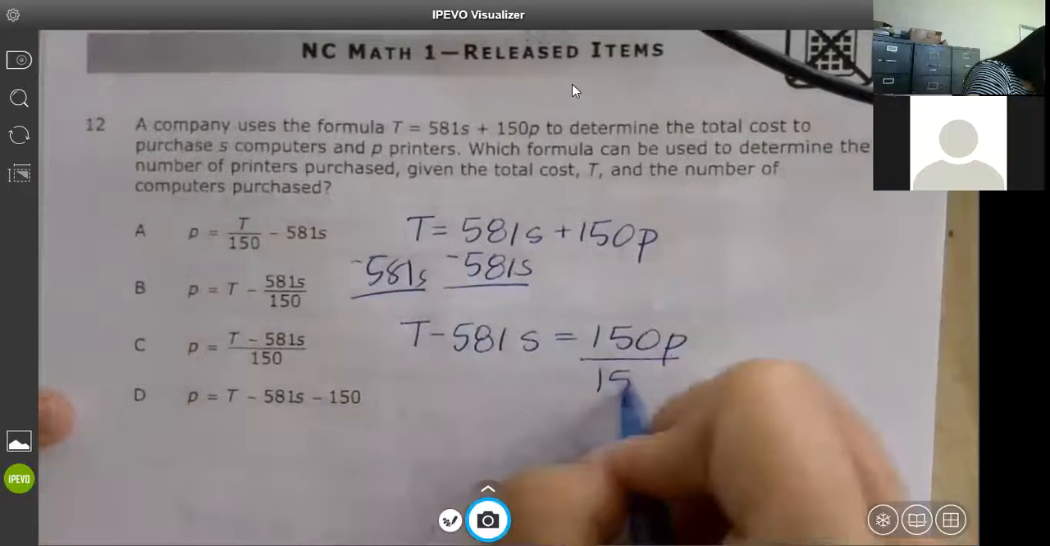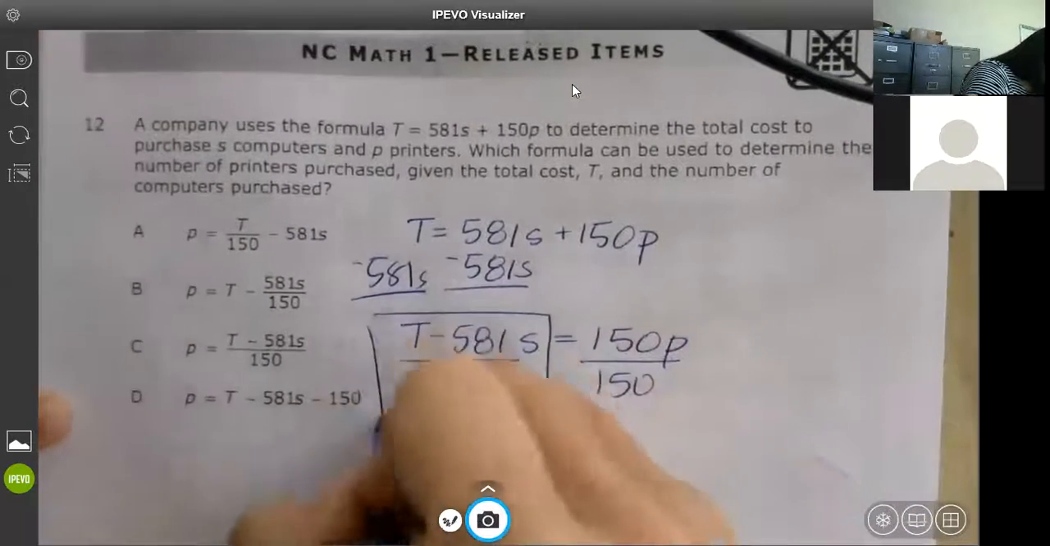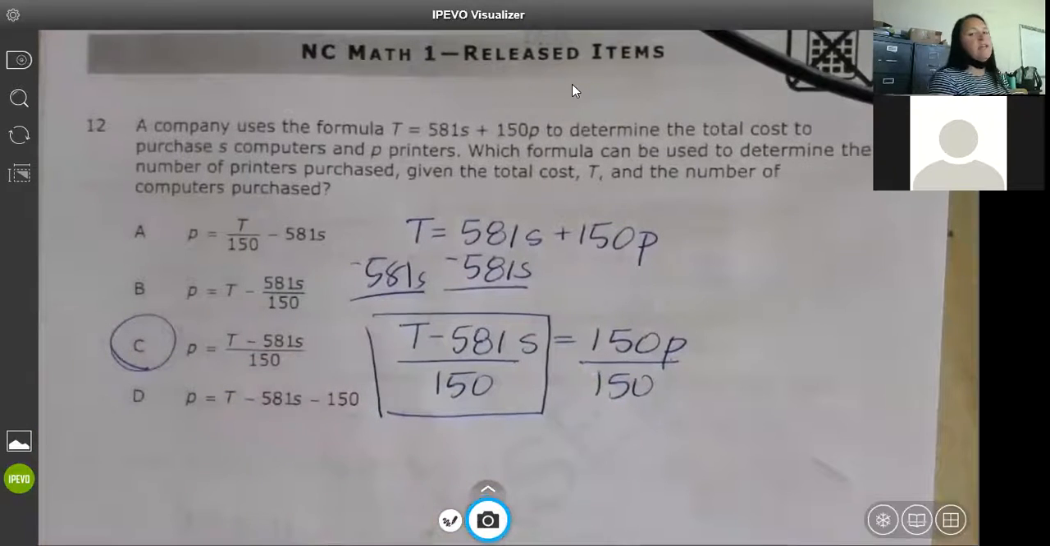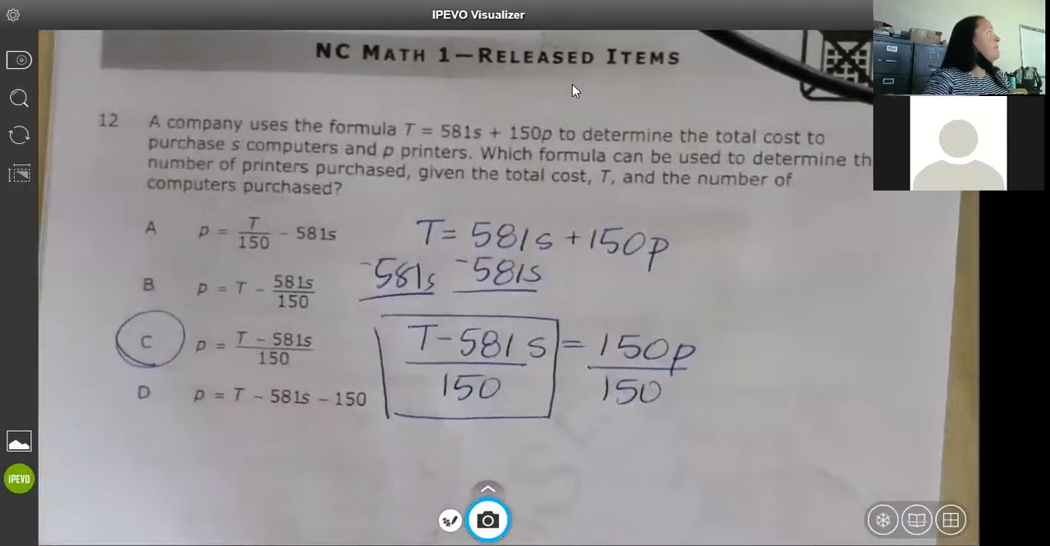Perfect. There's your equation right there. T minus 581S over 150. And it has to all be on the top. Again, things we've been doing since the beginning of the year. I hope you're writing this down. All right.